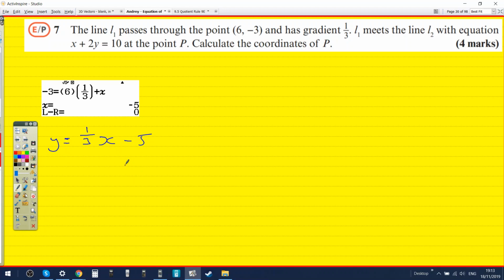We have our equation in terms of y. So do I just need to sub in a third x minus 5 into that bottom equation? Yeah. And so will that be x plus 2 a third x minus 5 equals 10? Yeah. Okay.